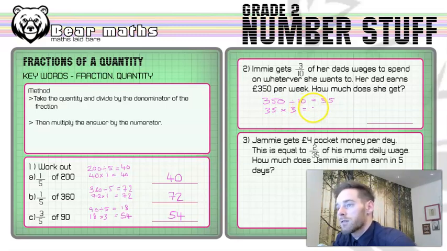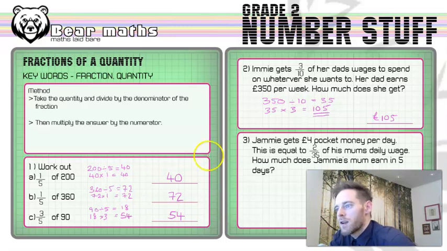So add those answers together, we get 105. Okay, and that's how much lucky old Imi gets to spend of her dad's wages on anything she wants. Spoilt, I'd say. So £105. There we go. My daughter would not get that.